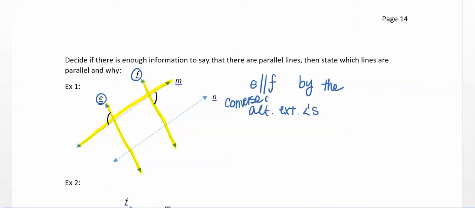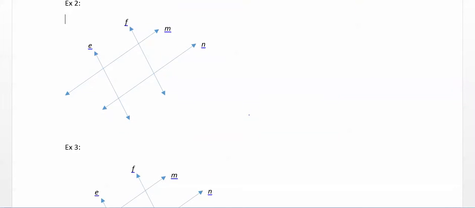The converse of the, right? Because the converse is the one we're talking about. So it's by the converse of the alternate exterior angles theorem. If I didn't put the word converse, that would be wrong because I'm using the other one, which is backwards. Okay, let's do another one.